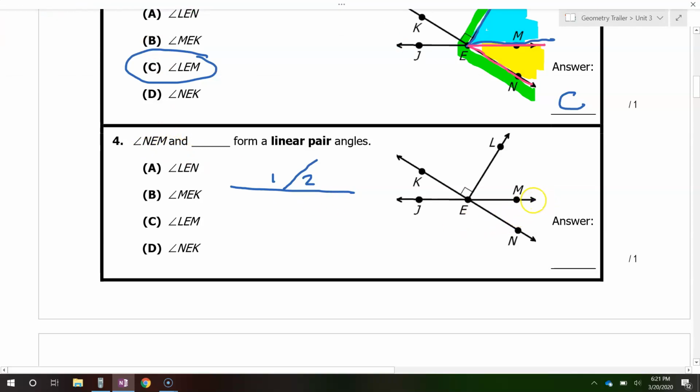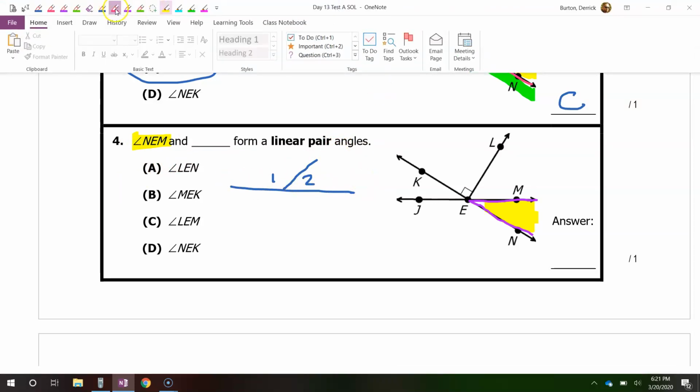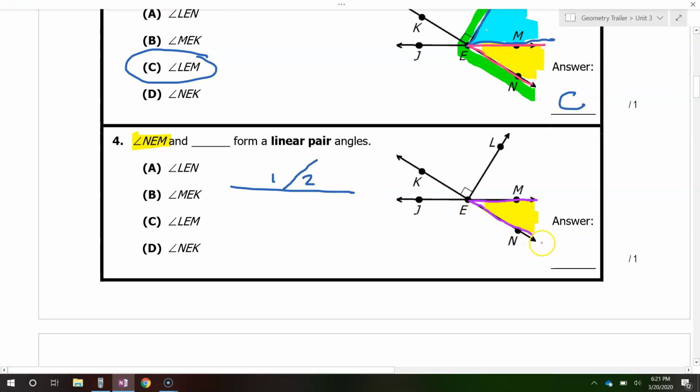NEM. Okay, so here's NEM right here. And again, I will color that in yellow just to make it even more clear what we're talking about. So that's the angle that we're given. But we need to make a straight line out of this. So the only way to make a straight line is to take this side and keep going with it. So if I continue with this red, can you see that this will make a straight line?